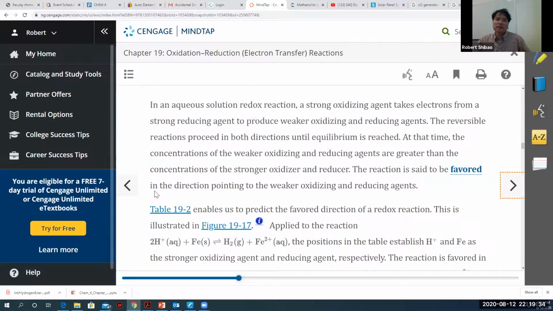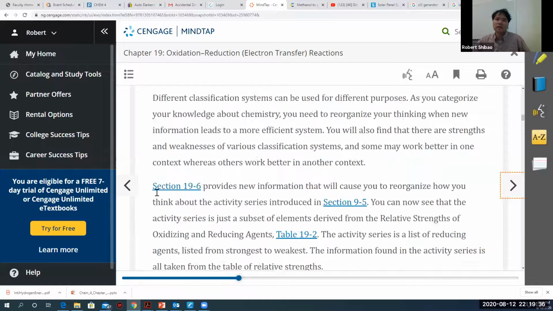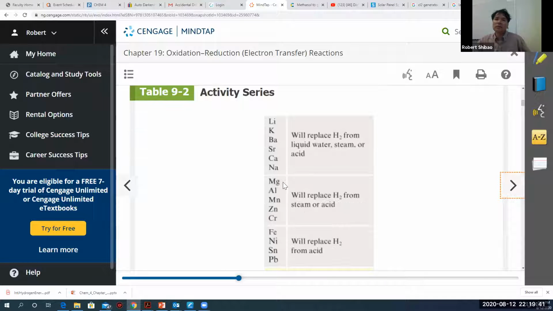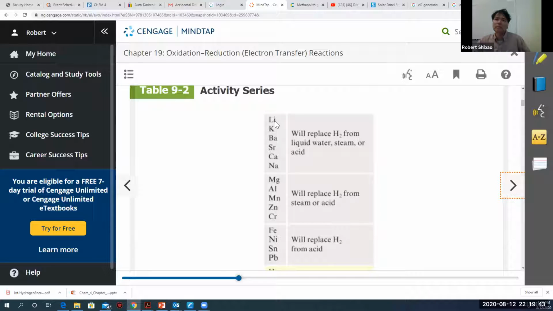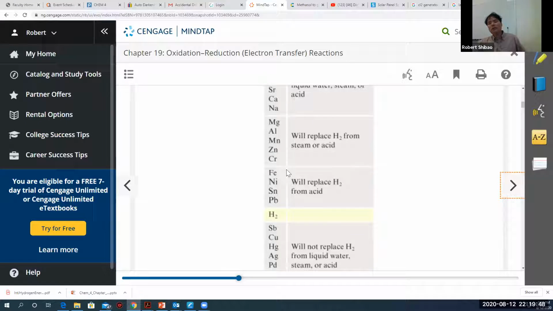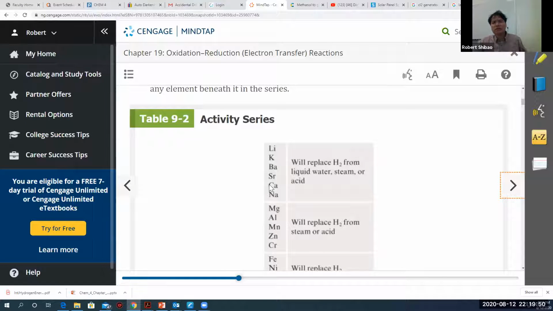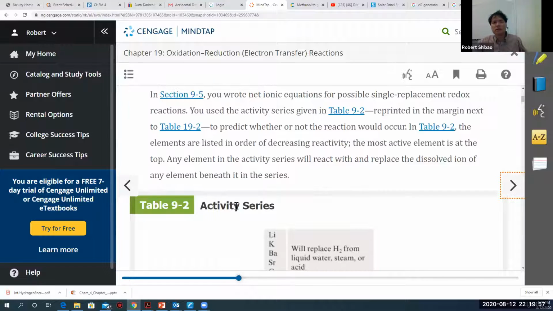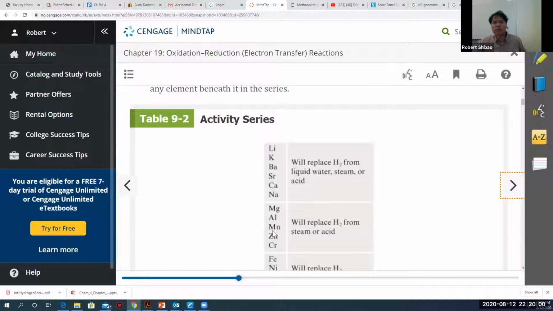But if you look at the activity series, the activity series is an upside down redox chart. Lithium's at the top. And so lithium is the strongest reducer. So this is just one half of the redox chart. It's just looking at the reducer. And if you use the activity series, what you want to do is go from a stronger reducer to a weaker reducer. So in the case of the activity series, you want to go from high to low.